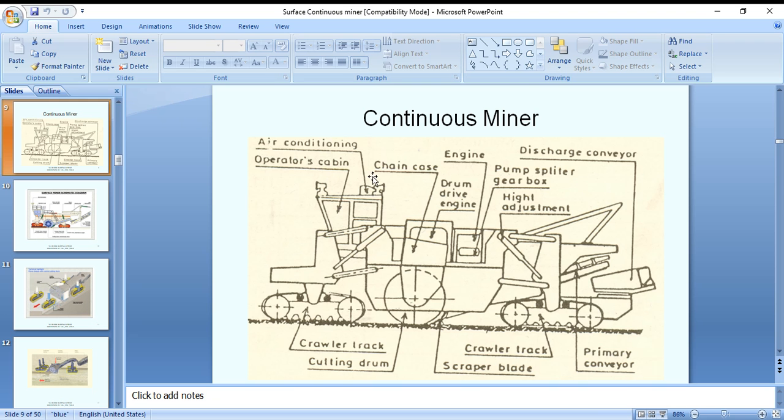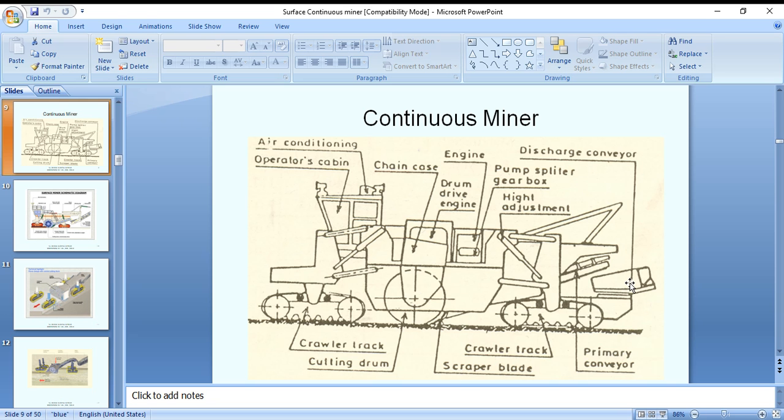So we have air conditioning system, chassis base is also there. Driving engine, drum driving, this is the most important. Drum driving engine will be provided here. This is the engine. Mostly diesel operated engines are used.